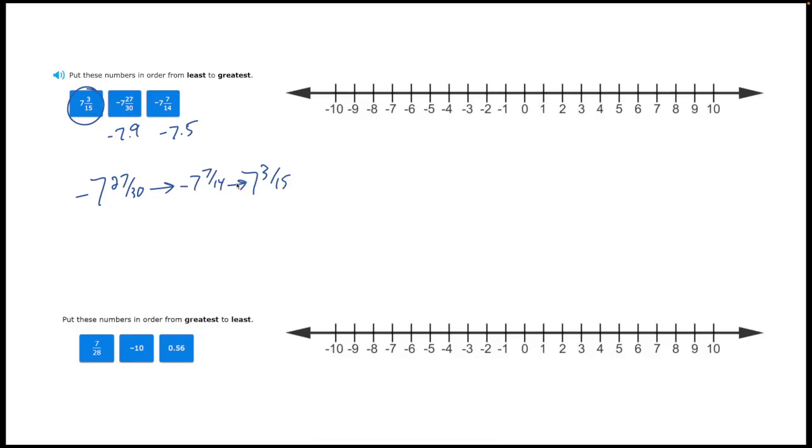For the bottom problem, it says put these numbers in order from greatest to least. There is only one negative number, so it is automatically the smallest. Converting 7 over 28 would be 0.25. And so the biggest number on the list here would be 0.56, followed by 7 over 28. And finally, the smallest number is the negative 10.